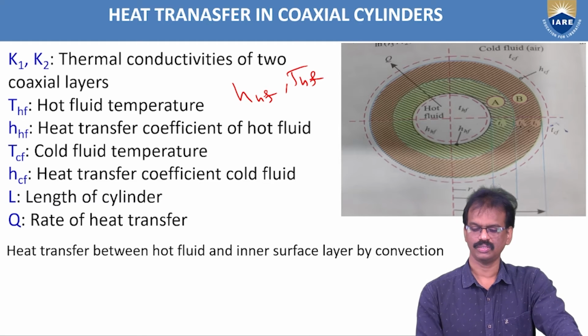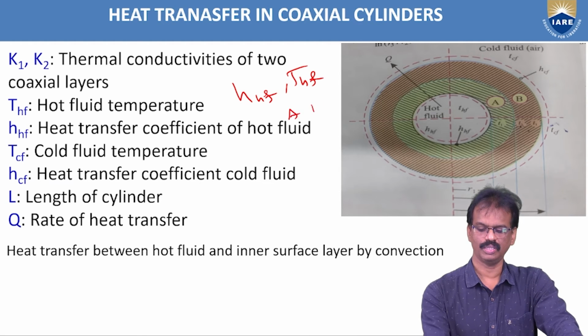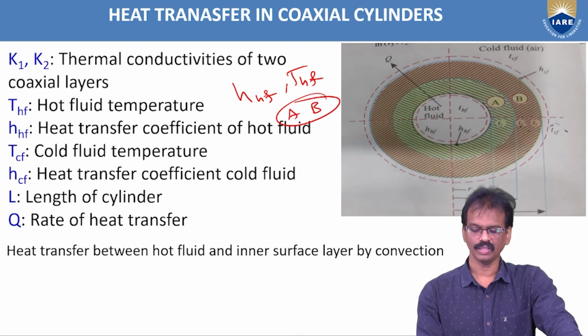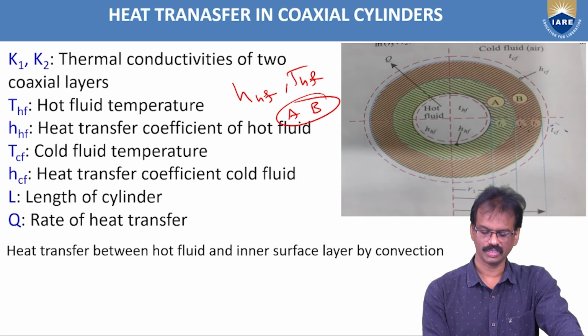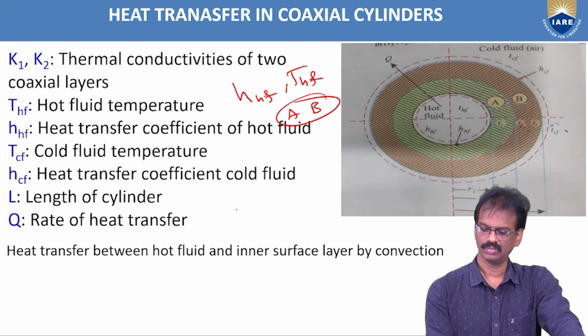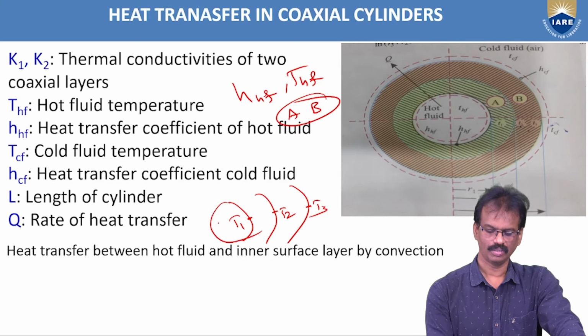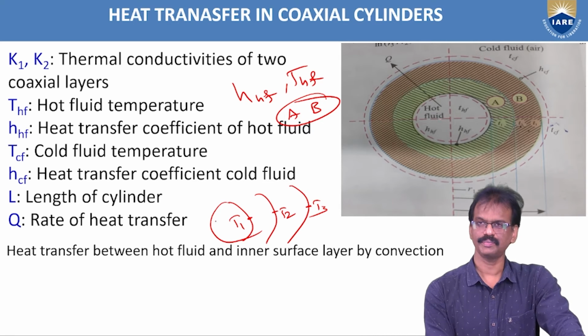There are two layers, layer A and layer B. Only here we are considering two layers. Then the layer temperatures: temperature 1, temperature 2, and temperature 3. So this one is the inner hot air.